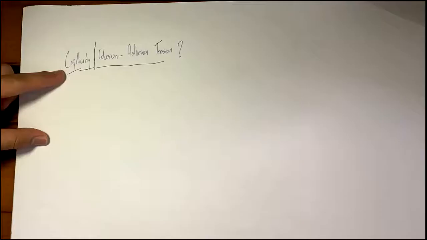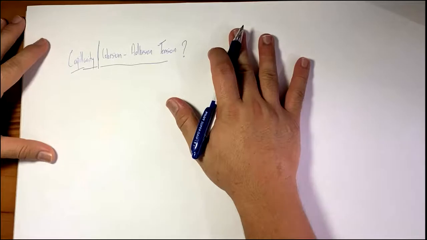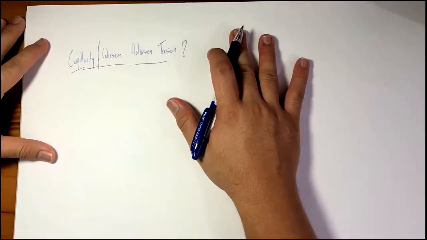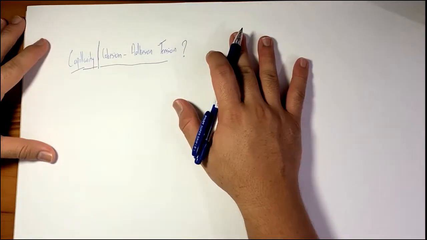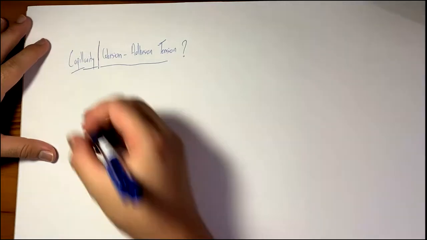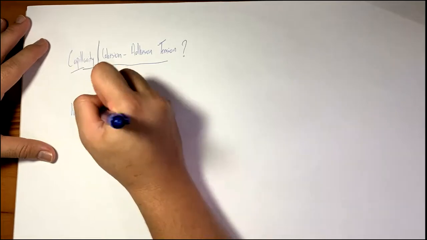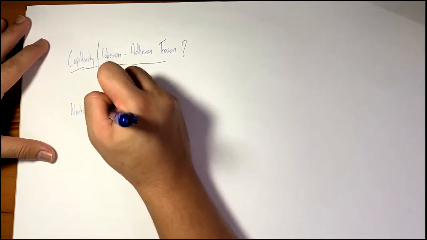So firstly, capillarity, cohesion, adhesion, tension. What the hell is it? Okay, now it's 5 o'clock. In order to understand this, remember we are trying to move. In this case, we are very much interested in the movement of water molecules. As you should know from chemistry, water is made up of hydrogen and oxygen.